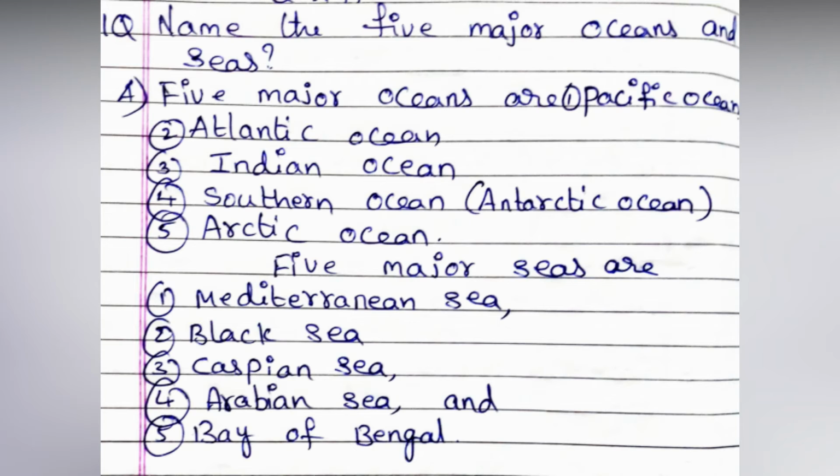Now, let us move to our first section, question answers. Name the five major oceans and seas. The five major oceans are Pacific Ocean, Atlantic Ocean, Indian Ocean, Southern Ocean, Arctic Ocean. The five major seas are Mediterranean Sea, Black Sea, Caspian Sea, Arabian Sea, and Bay of Bengal.